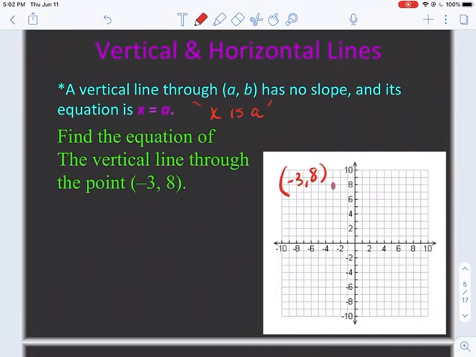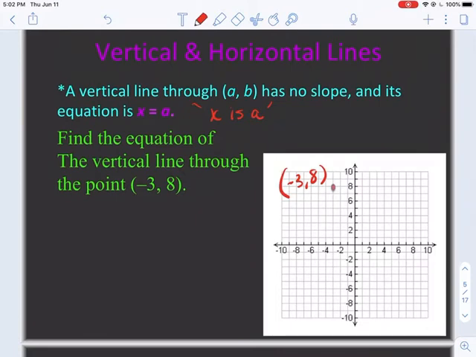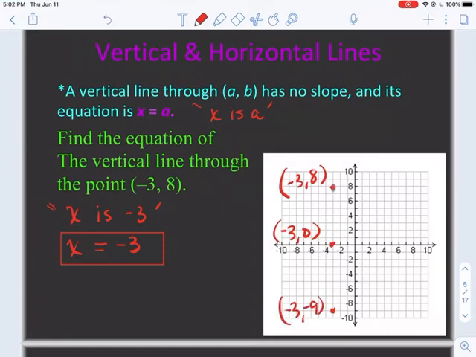So in this case, the x value has to be the same thing. So here we would say x is negative 3. That would be our statement, and then we could, of course, convert it to x equals -3 for our equation. And then if you're going to graph it, you can just say, all right, it has the point -3, 0 here, and -3, -9, just randomly picking a few points, and then checking to see that all 3 points exist on the same vertical line.